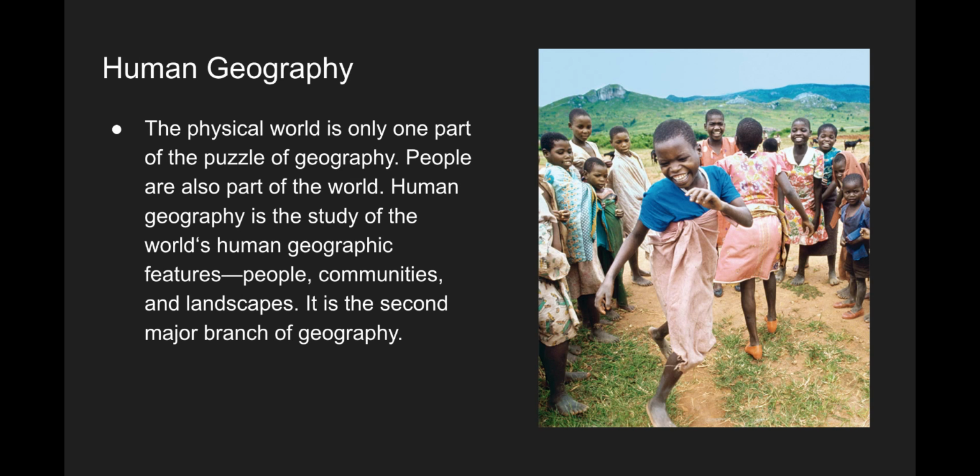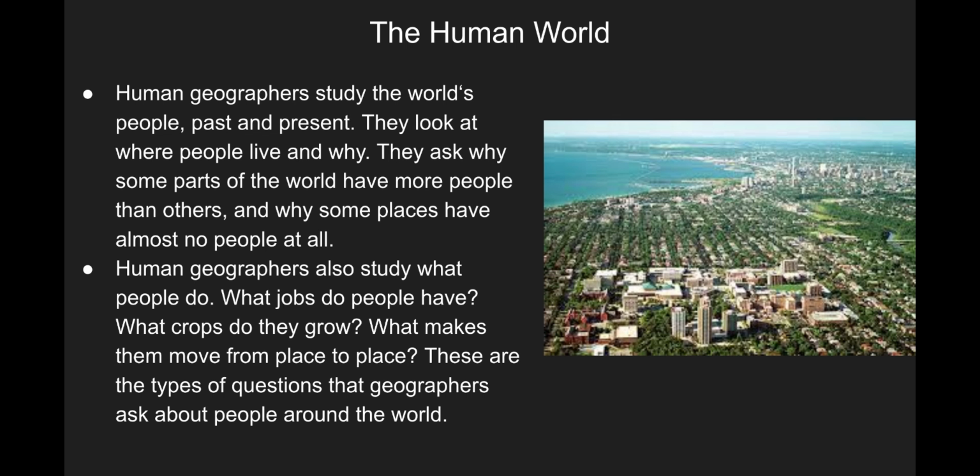Human geography. The physical world is only one part of the puzzle of geography. People are also part of the world. Human geography is the study of the world's human geographic features: people, communities, and landscapes. It is the second major branch of geography. The human world.